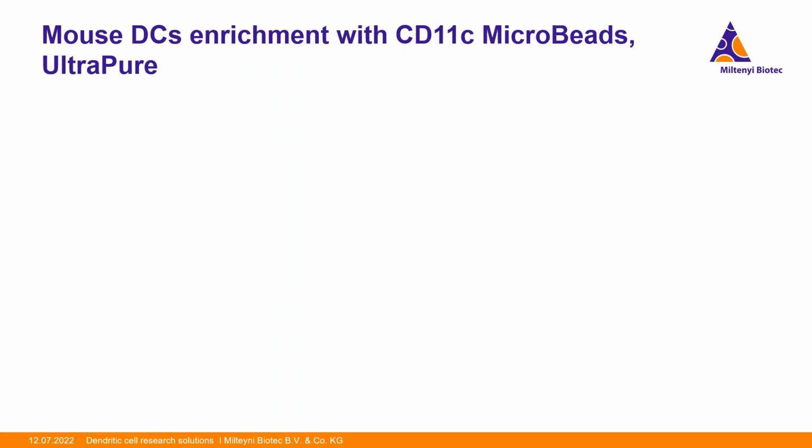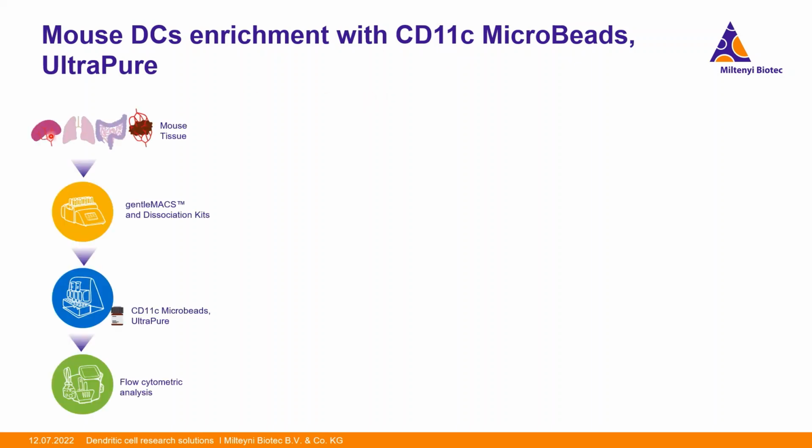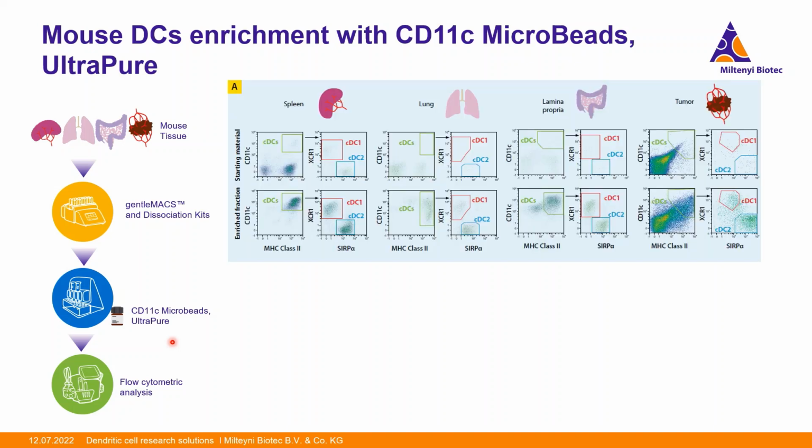The CD11c MicroBeads ultra pure mentioned on the previous slide were used to isolate CD11c positive cells from spleen, lung, lamina propria, and tumor tissue. Tissues were harvested and dissociated using tissue-specific dissociation kits and the gentleMACS dissociator. The cell suspension was labeled with CD11c MicroBeads ultra pure and magnetically separated, followed by flow cytometric analysis to compare the abundance of dendritic cell subsets in the starting material and in the enriched fraction.